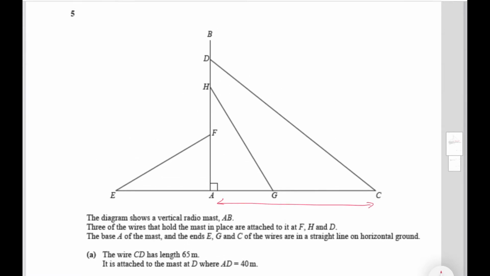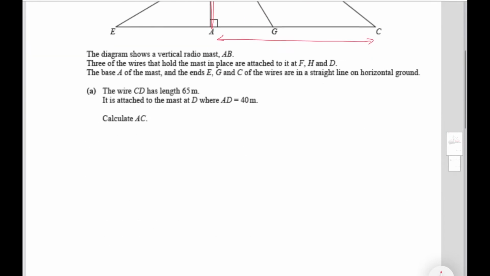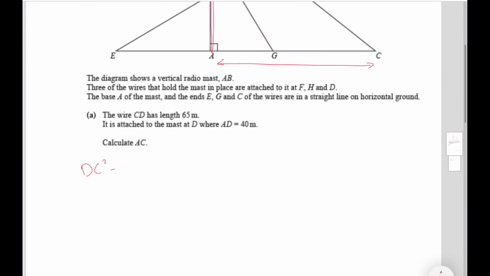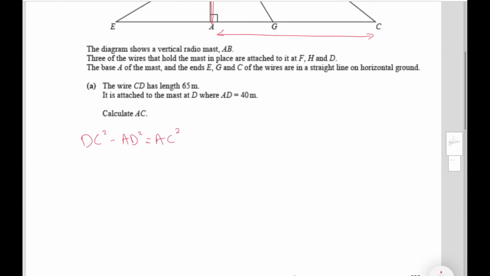They have given us this length, this is 65, and they have given us AD, this entire length, which is 40. So this is a pretty easy question. You use the Pythagoras theorem. You do DC squared minus AD squared, which is equal to AC squared. So let's plug in the values. AC squared is equal to 65 squared, which is the length of DC, minus 40 squared, which is the length of AD.